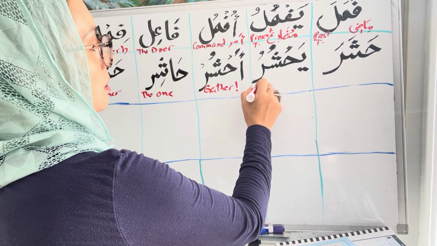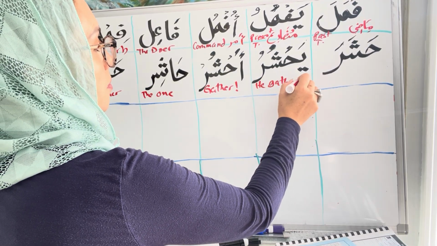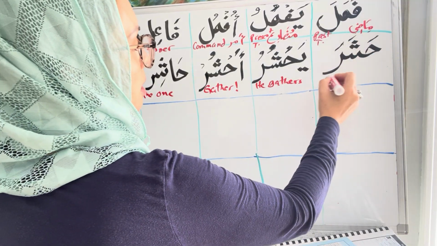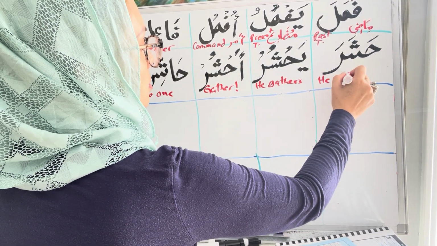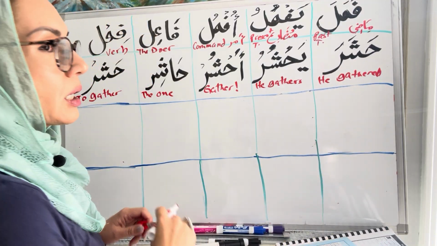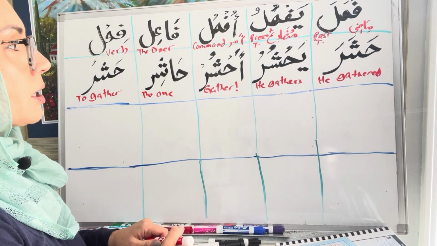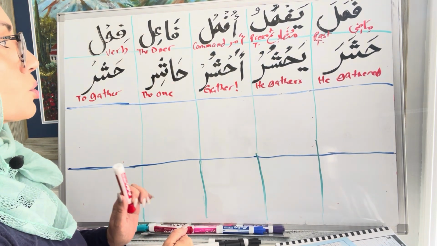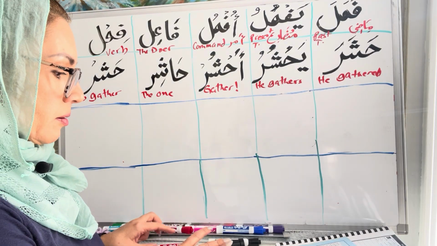Yahshuru, he gathers. And then hashara is past tense, he gathered, or he collected. Okay, so we got this one. Hashara, yahshuru, uhshur, hashir, and then hashr. All right.